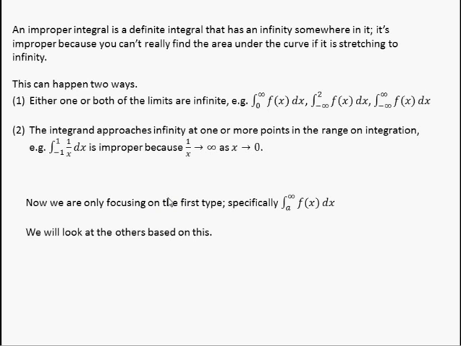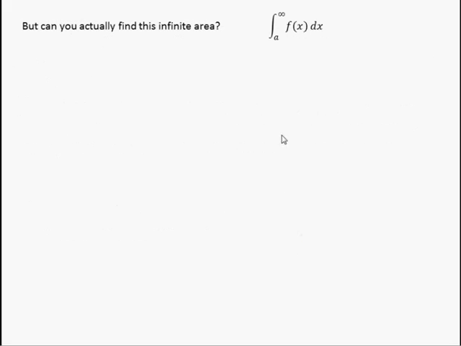So that's improper integrals. We're going to focus on the first type here, where you've got a positive lower limit, or doesn't necessarily have to be positive, but a definite lower limit, and an infinite upper limit. We'll take a look at how the others work with respect to this one. Can you actually find this area? That's, I suppose, the major question. Well, you can, to a degree, and this has to do with convergence and divergence.